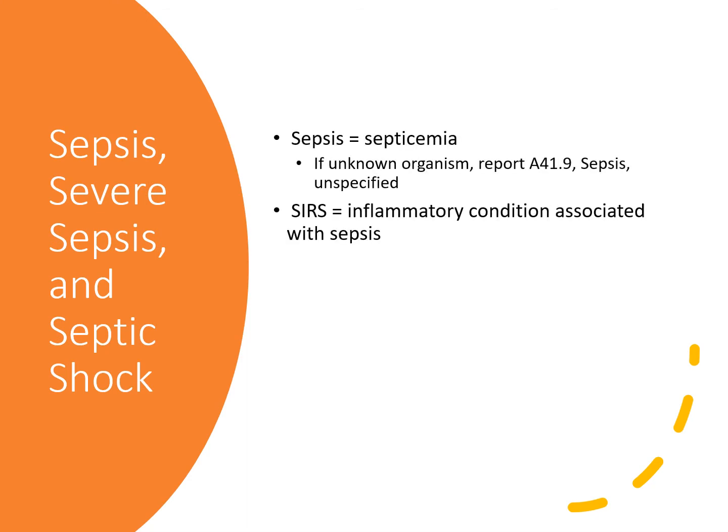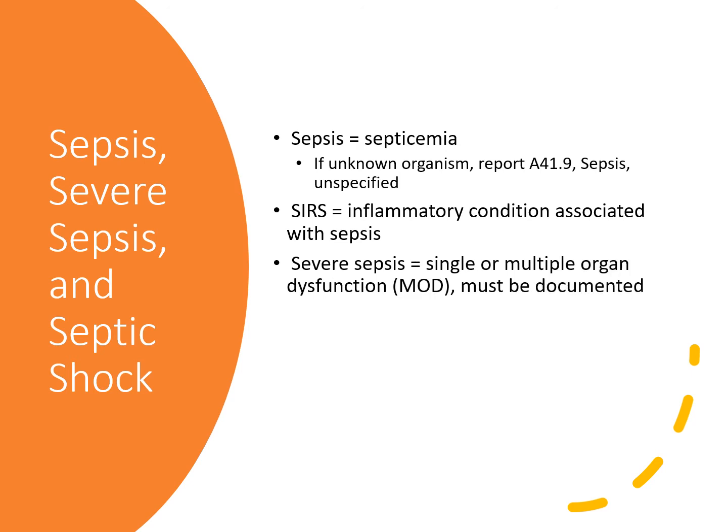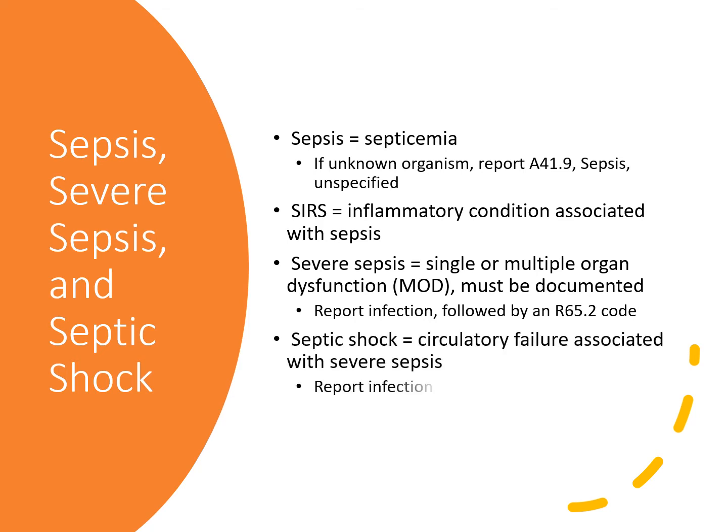We have sepsis, severe sepsis, and septic shock. So you can read about the difference of those in your step-by-step book. Remember that we have to report the infection followed by an R code, R65.2. Septic shock is a circulatory failure associated with severe sepsis. Code the infection first, followed by an R65 category code.